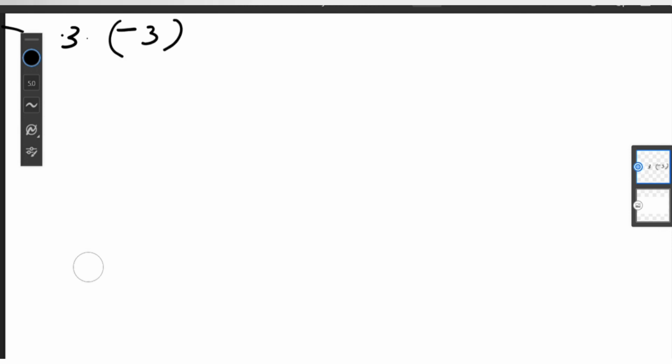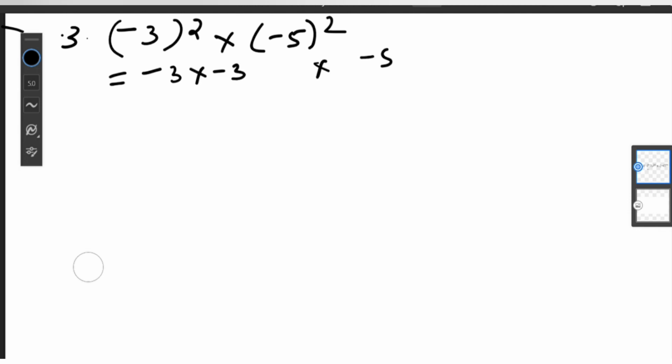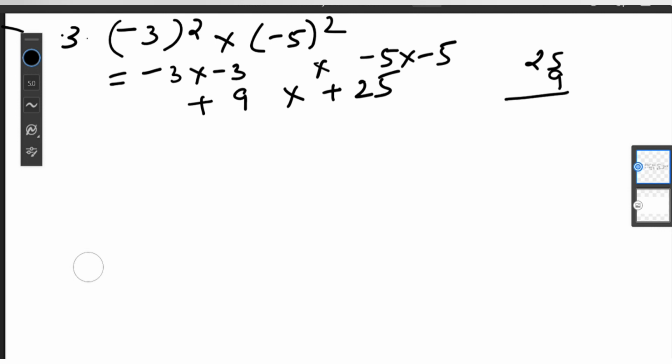Minus 3 whole square into minus 5 whole square. That is minus 3 whole square, as we know, minus 3 into minus 3 into minus 5 into minus 5. Minus into minus, positive. 3 into 3, 9. Multiplied with minus into minus, positive, 5 into 5, 25. So 25 into 9. 5 into 9, 45, 5 balance 4. 9 into 2, 18, plus 4, 22. So our answer is 225.